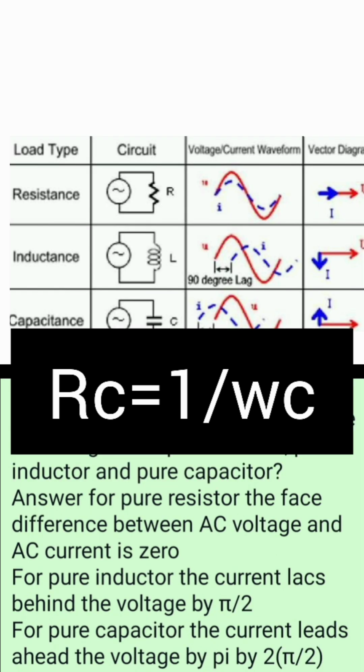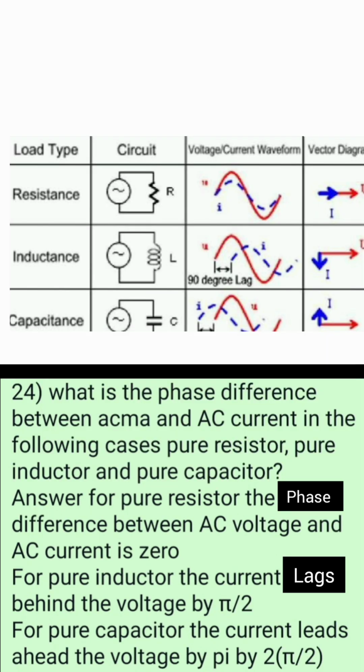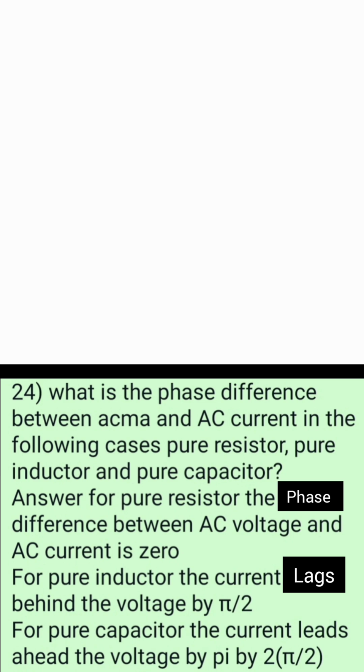25. What is the phase difference between AC voltage and AC current in the following cases: pure resistor, pure inductor and pure capacitor? Answer: for a pure resistor the phase difference between AC voltage and AC current is 0. For a pure inductor the current lags behind the voltage by pi by 2. For a pure capacitor the current leads the voltage by pi by 2.